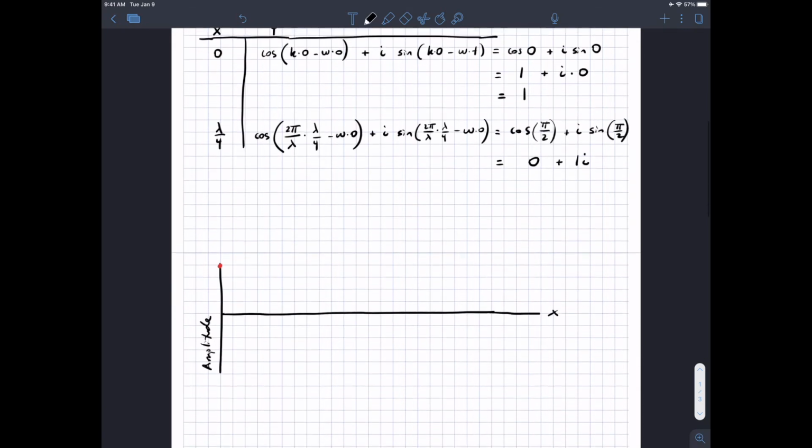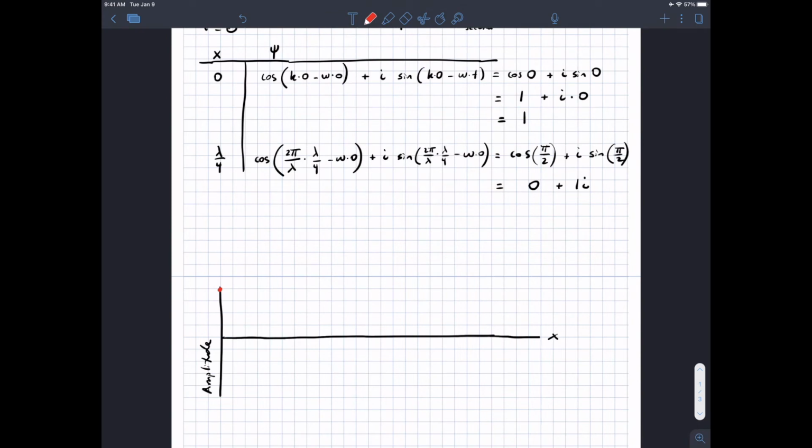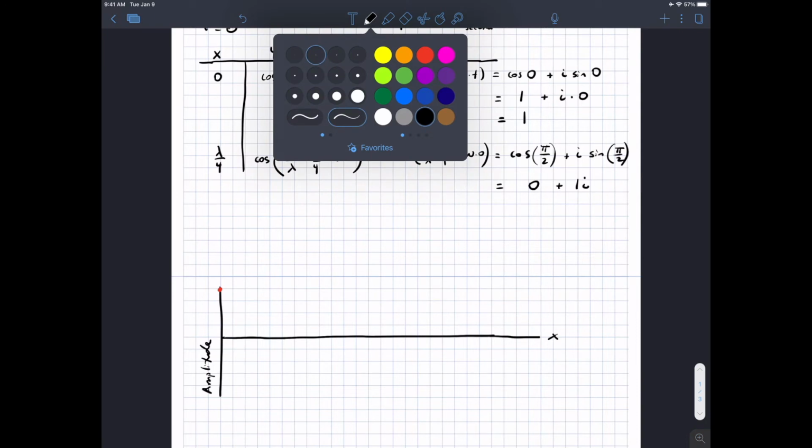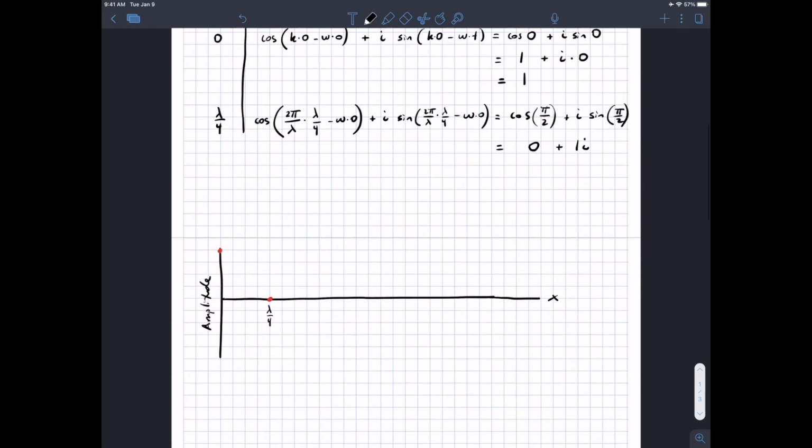So at 1/4 of a wavelength, the real portion of our amplitude is 0, whereas the imaginary portion of our amplitude is 1 times i. So you can think of this imaginary portion as where the amplitude goes when it goes to 0. So let's say that this distance here is 1/4 of a wavelength. So at this point, the real portion of our amplitude, the one that we can measure, is 0. Okay?